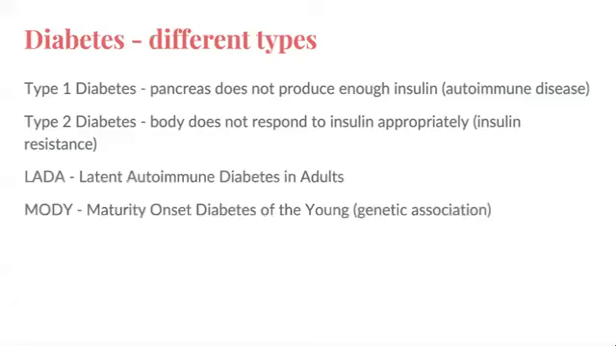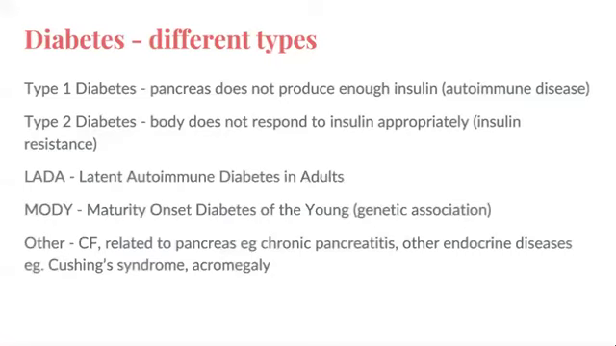There are also other causes that you probably don't need to know as much about. There's LADA, which is latent autoimmune diabetes in adults. It's quite similar to type 1. However, the key difference is that the disease onset is later in life. MODY is more similar to type 2. It has a genetic association.